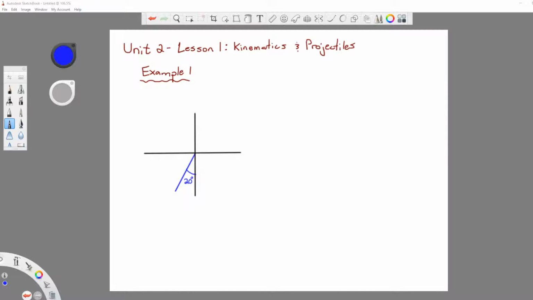Hello and welcome to Unit 2, Lesson Number 1, Kinematics and Projectiles. In this lesson we're going to be discussing the fact that we are not only going to be moving in a 1D line, rather we'll be using 2D planes to describe an object's location. We need to establish a system to describe where this object will be moving on a 2D axis.